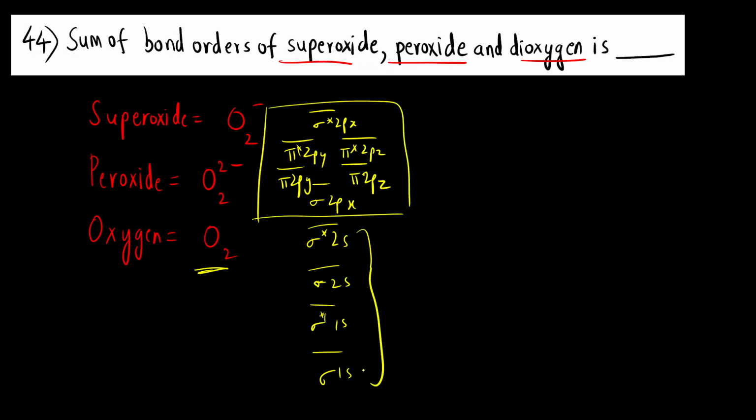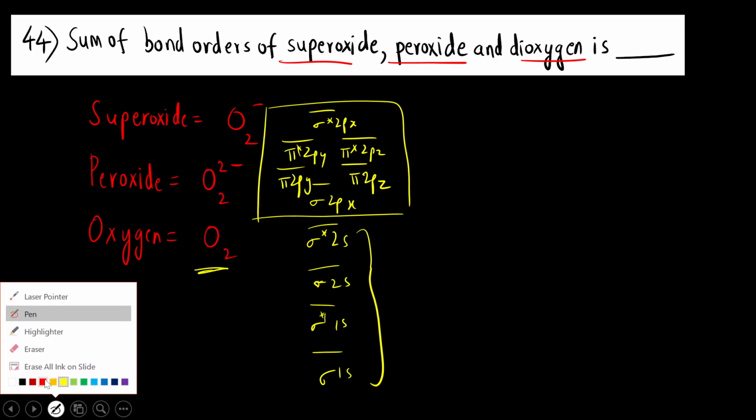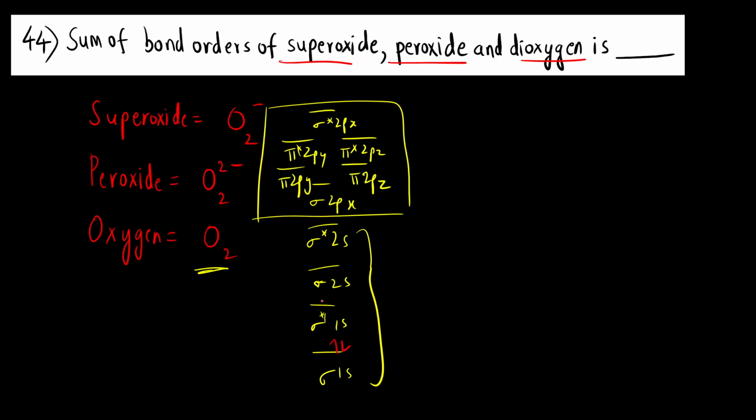Okay, here we will be filling how many electrons? We will be filling 1, 2, 3, 4, 5, 6, 7, 8. O2, one oxygen has 8 electrons, so 8 plus 8, 16 electrons we have to fill. We have already filled how many electrons? 8 electrons. I will remove this name so that you can see clearly the electron filling.